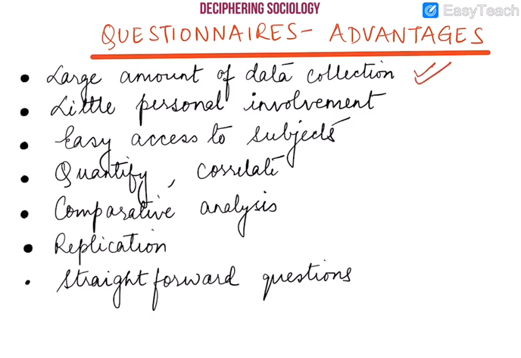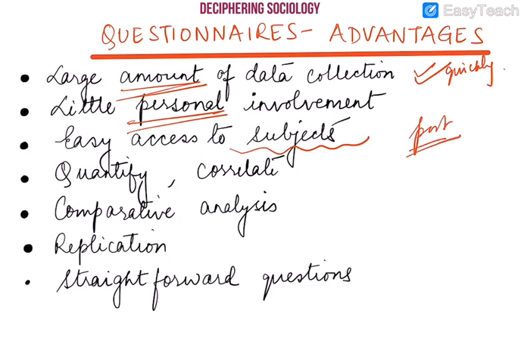What are some of the advantages of questionnaires? Here, a large amount of data can be collected quickly. Also, there is little personal involvement by the researchers. This is minimal, and here the amount can be very high. It can be done very quickly. Also, access to subjects is easy. In the questionnaires, you simply have to go and distribute the questionnaires. You can also post, you can also email, in today's world.